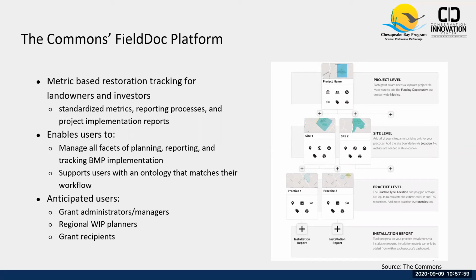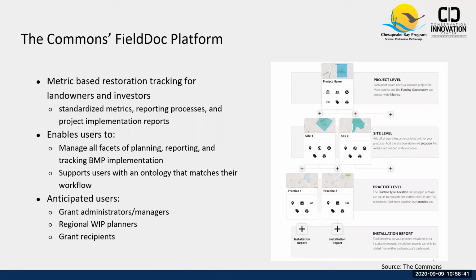In the Field Doc platform, on the right, you can see this image of how the platform is broken down into projects, sites, practices, and then reports. And this is just, like I said, showcasing how that ontology is trying to match the on-the-ground workflow. Projects are where groups of sites are happening. Sites are based off of where the work has occurred. They tend to be parcel or farm scale. The practices describe specifically what's being done, so the actual BMP codes.